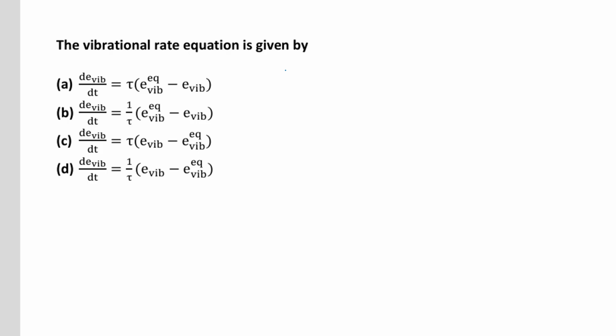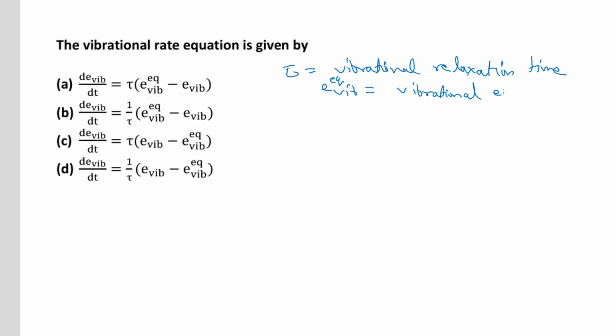So in this equation, this tau is the vibrational relaxation time, and E vibrational equilibrium is nothing but the vibrational energy at equilibrium. And E vibration is the vibrational energy. So what will be the answer for this problem?